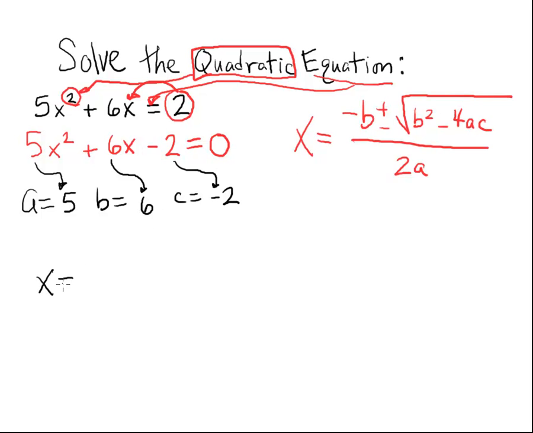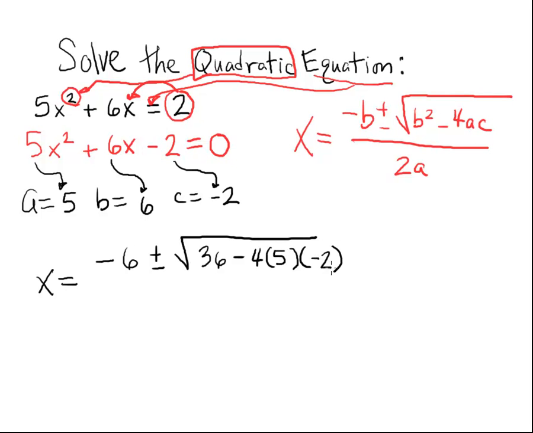Alright, so first thing is, give me the opposite of b, which is -6 plus or minus the square root of... alright, now give me b squared, that's b times itself, or 6 times 6 is 36, minus 4 times a couple of numbers. What are those numbers? Well, those numbers are a and c. a is 5 in this case, and c is -2.